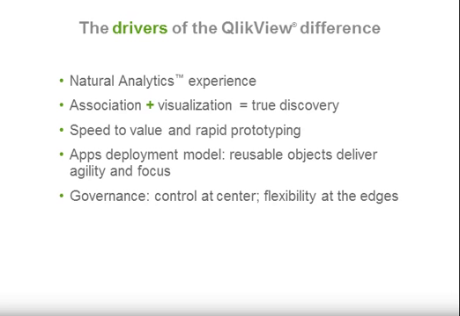question that don't associate. The speed to value and rapid prototyping is all about how we've designed our products so that you very quickly can clone things and make new objects and new pages and very quickly prototype new applications and use cases on the fly. It also has an application development model so that you can reuse all these objects, and that provides agility and focus. And we have a strong governance package as well.